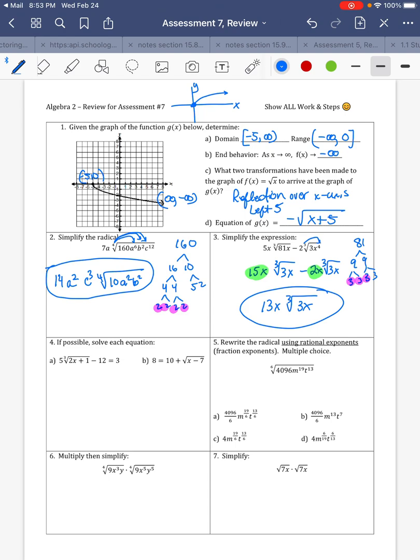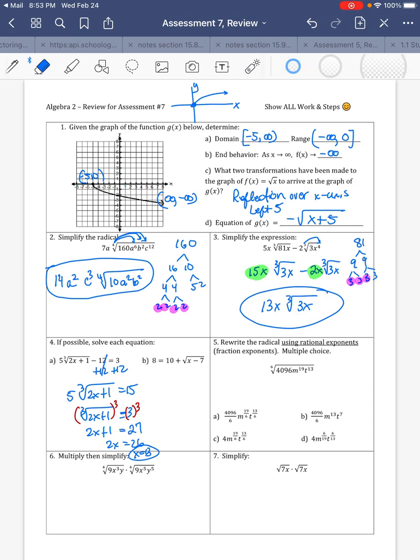All right, for number 4, we're going to try and solve these. So I'm going to clean them up. Add 12 here. So I get 5 cube root of 2x plus 1 equals 15. Divide by 5. So cube root of 2x plus 1 equals 3. That's fine. So now I'm going to cube both sides to get rid of my cube root. All right, so when I cube both sides, this 2x plus 1 pops out, and 3 to the third is 27. All right, so from here I take away 1, so I get 26, and then I get 13 when I solve that. All right, and maybe I'll make that a little bit better looking.